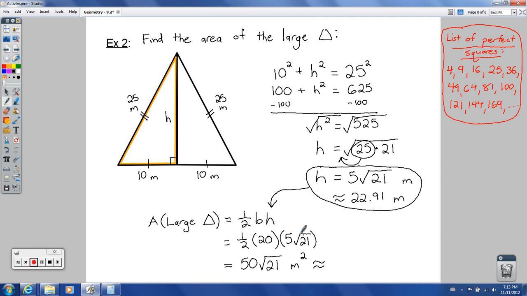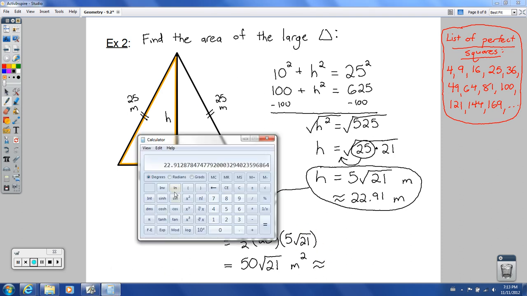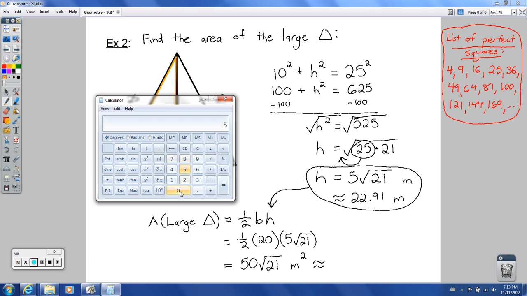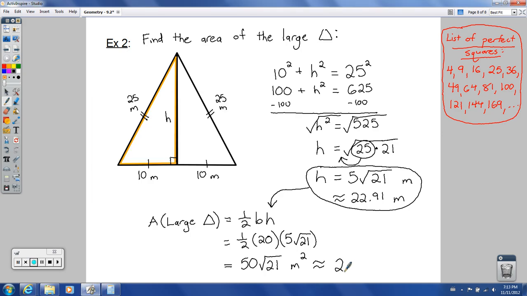You can say this, which is approximately, we'll take out our calculator here and type that in. So 50 times square root of 21 gives you about 229.13 if we round that off to 2 decimal places. So 229.13 meters squared. So let's box that in. It's our final answer. And hopefully you understand the Pythagorean theorem either a little better than you did before, or you just got a good review there that refreshed your memory on how to use the Pythagorean theorem.